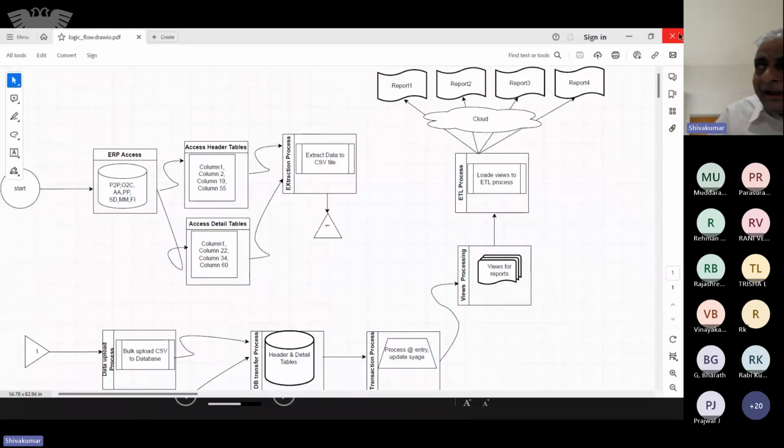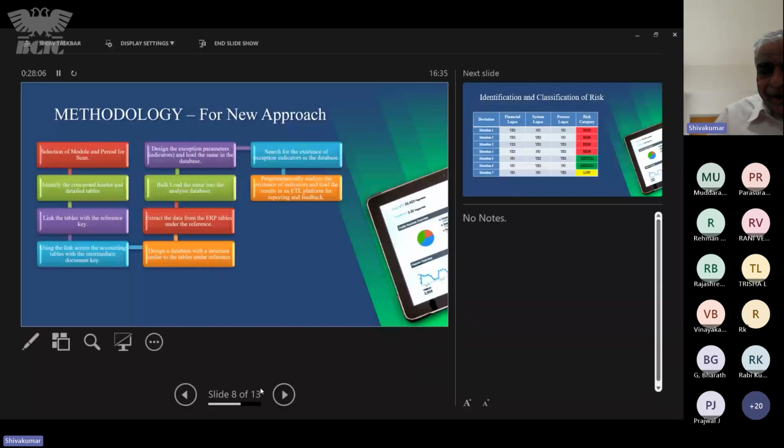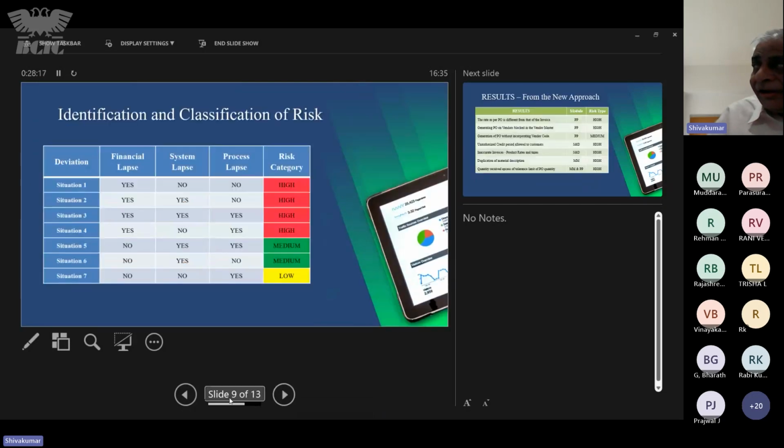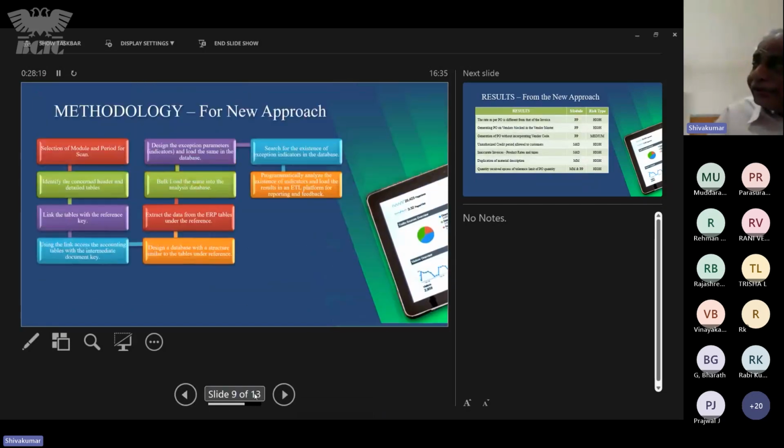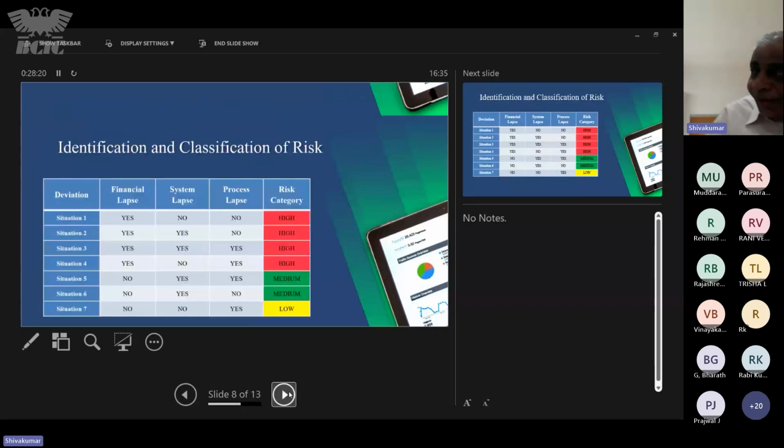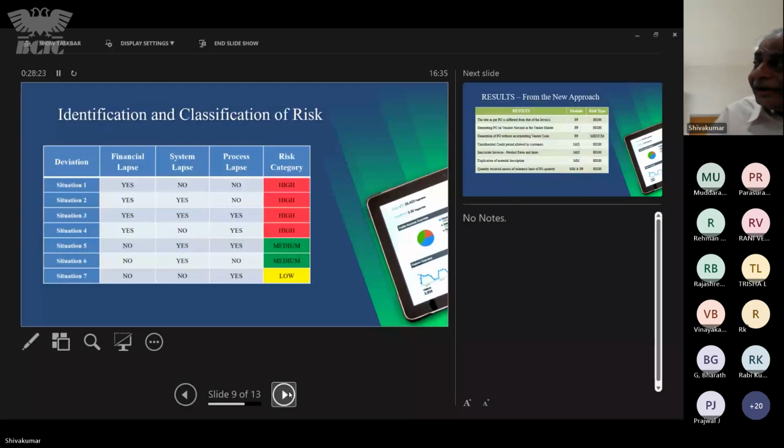So the entire concept here is to move the internal control check from the point of year-end activity to a continuous activity. So as and when the problem is taking place, you can have a look at it. Now, once I know what all the exceptions are, I can also find out whether each exception is a risk and what type of risk it is.